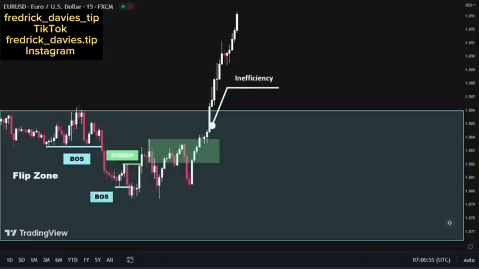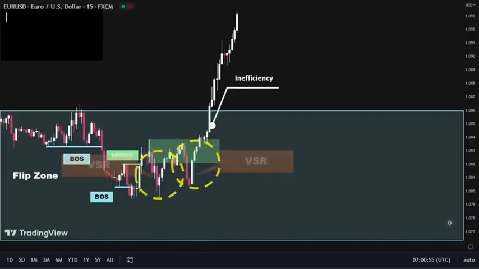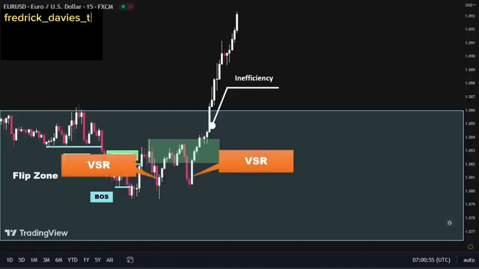This scenario is one of my favorite setups due to its high probability. If you look closely at the chart, you can easily detect these VSR patterns just before significant price movements to the upside. We've identified the entry confirmations we are looking for before placing a trade.